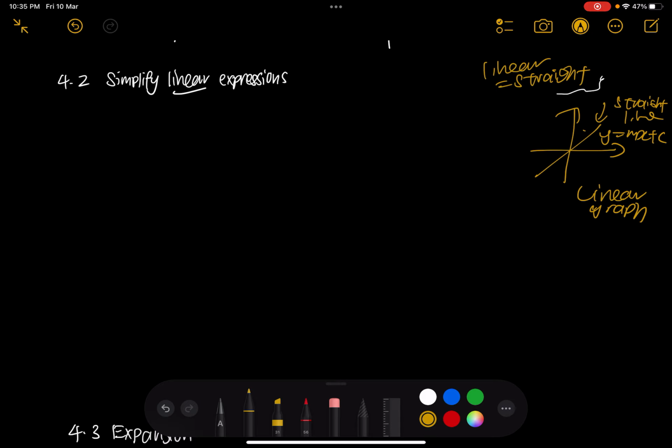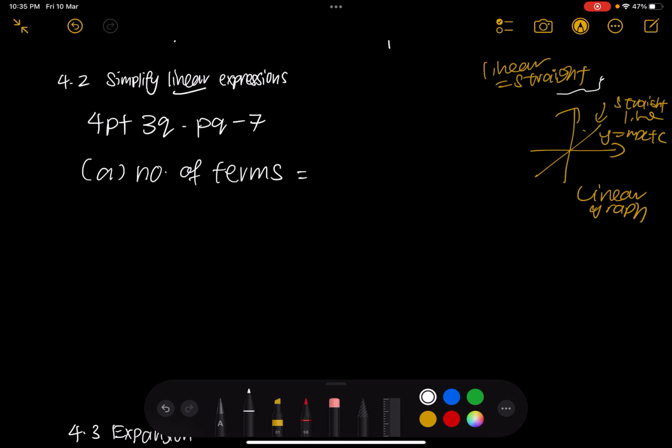Now we're gonna learn some new terms here. We have 4p plus 3q plus pq plus 7. Now I want to find the number of terms. How many terms are there? Let's count. 1, 2, 3, 4. Simple, 4 terms.